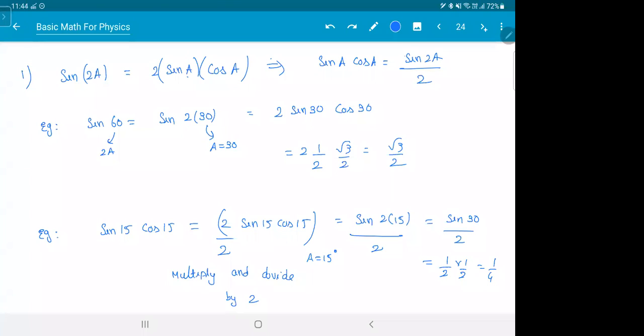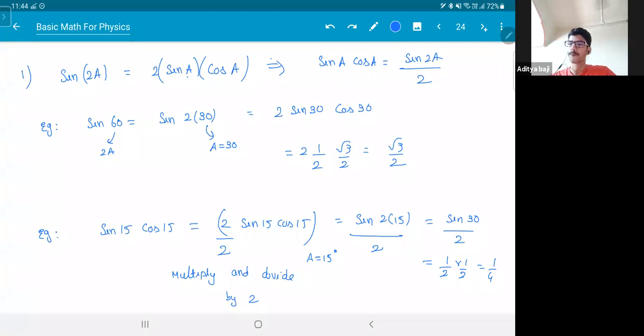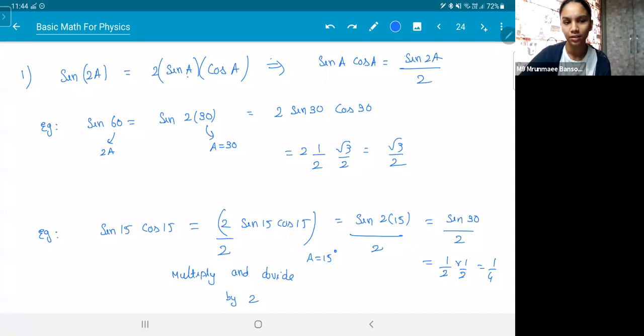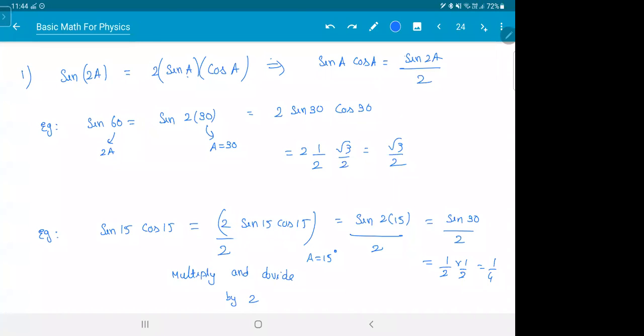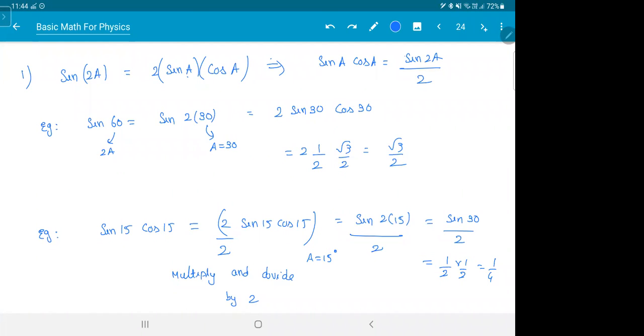Copied, everyone? So sine 120 will be 2 times sine 60 cos 60. Right? Sine 120 is sine 2 into 60. So 2 into sine 60 cos 60. You can do that.